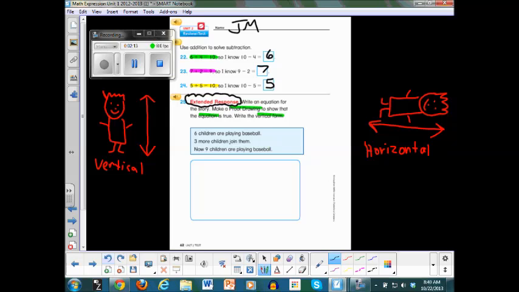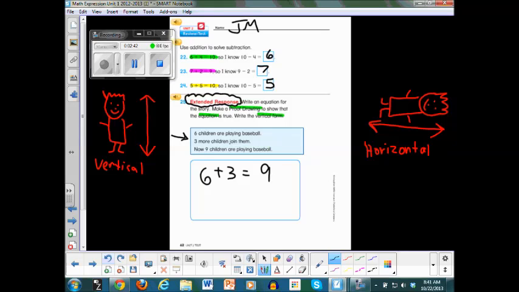Hold on a second. We have a problem. We didn't read the problem. We have to read this. Brayden, can you do it in a nice loud voice for us? 6 children are playing baseball. 3 more children join them. Now 9 children are playing baseball. Wait, how many? 9 children are playing baseball. We have to figure out, is this true or is it false? Don't just say the answer. I want you to draw a proof drawing.